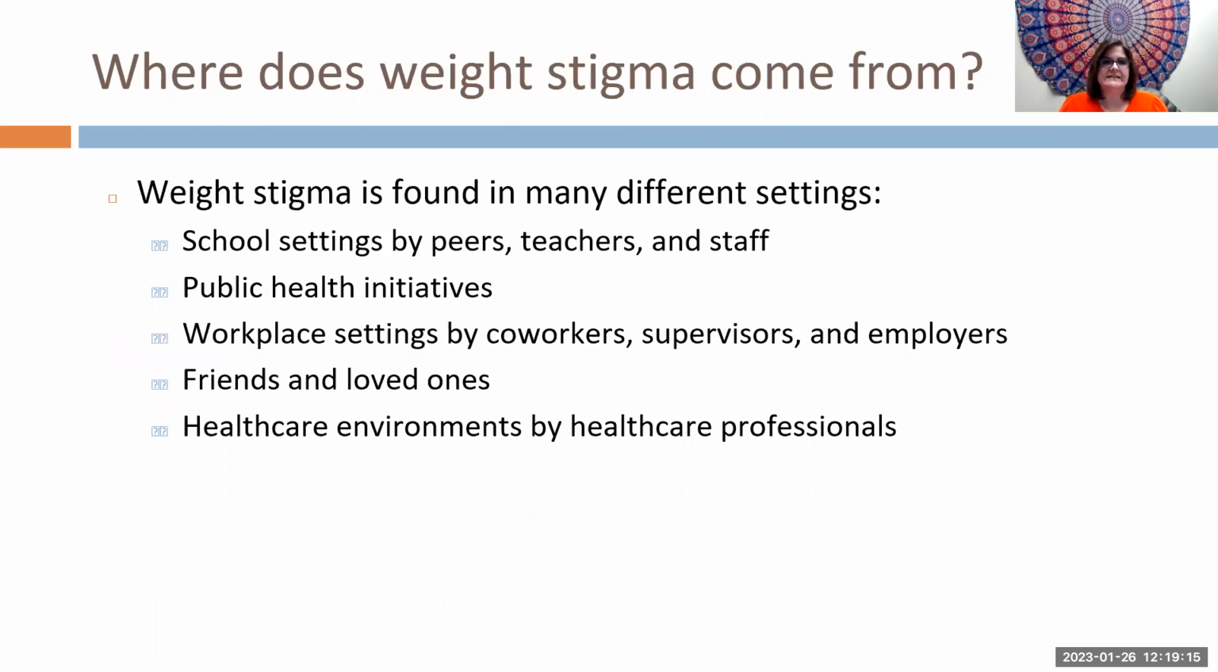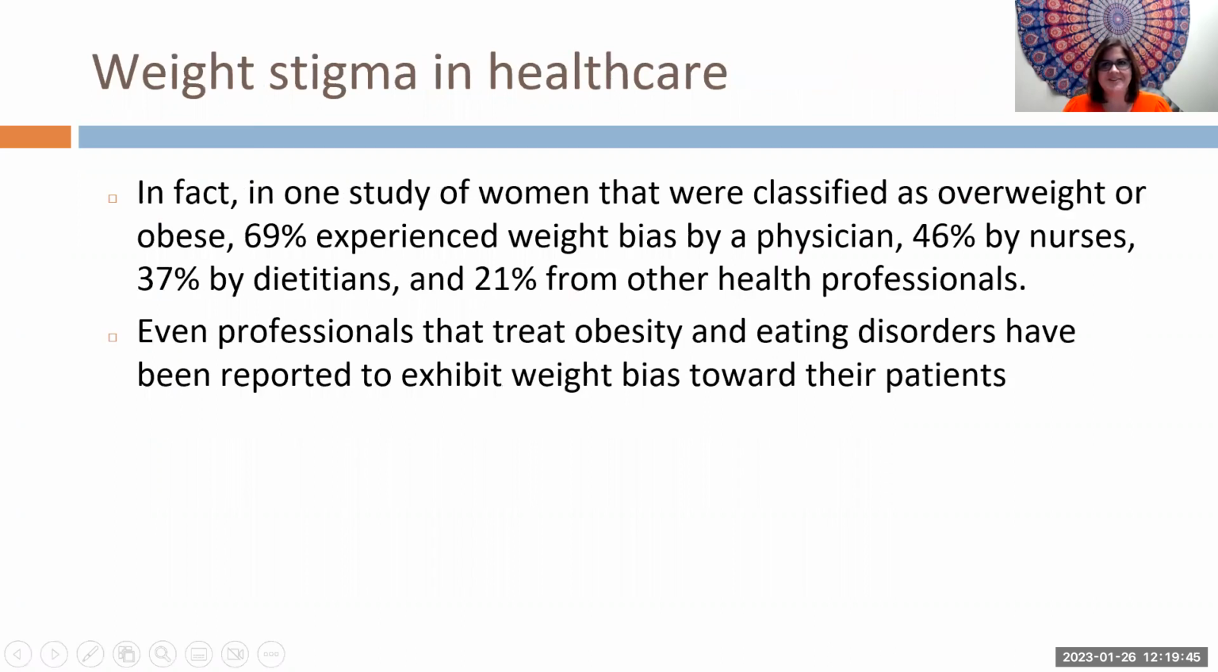So where does weight stigma come from? It's found in many different settings. The research shows that weight stigma is occurring in school settings, from peers, teachers, and staff, in public health initiatives, in workplace settings, from coworkers, supervisors, or employers, from friends and loved ones, and in healthcare environments by healthcare professionals. And there's actually quite a good deal of research in the healthcare environment.